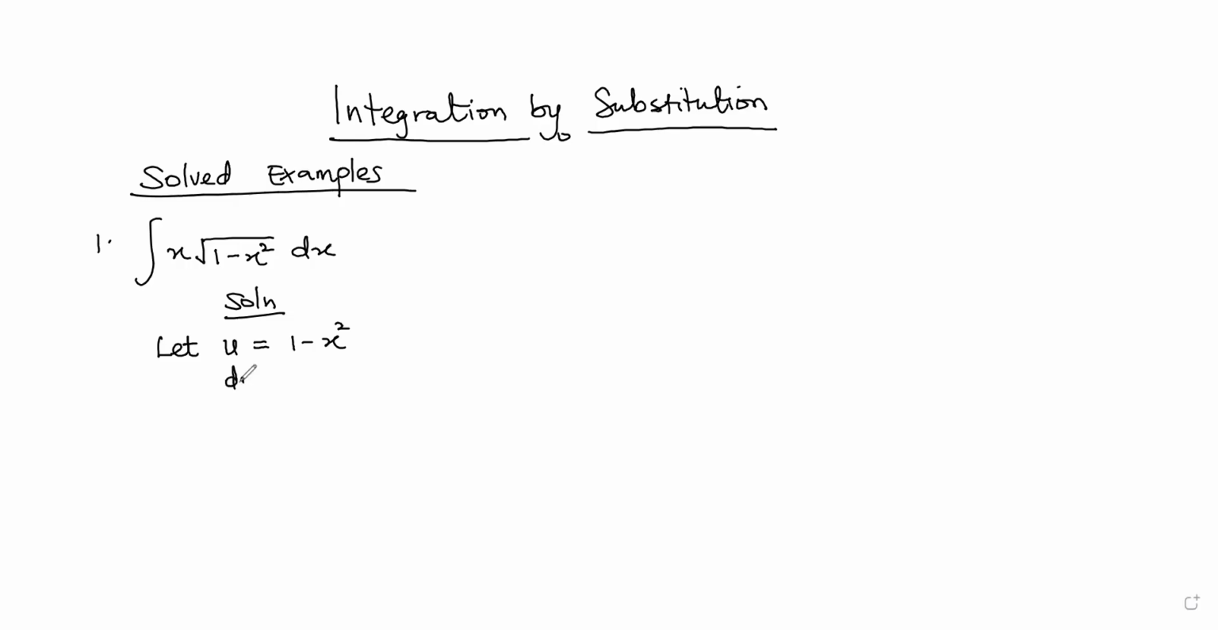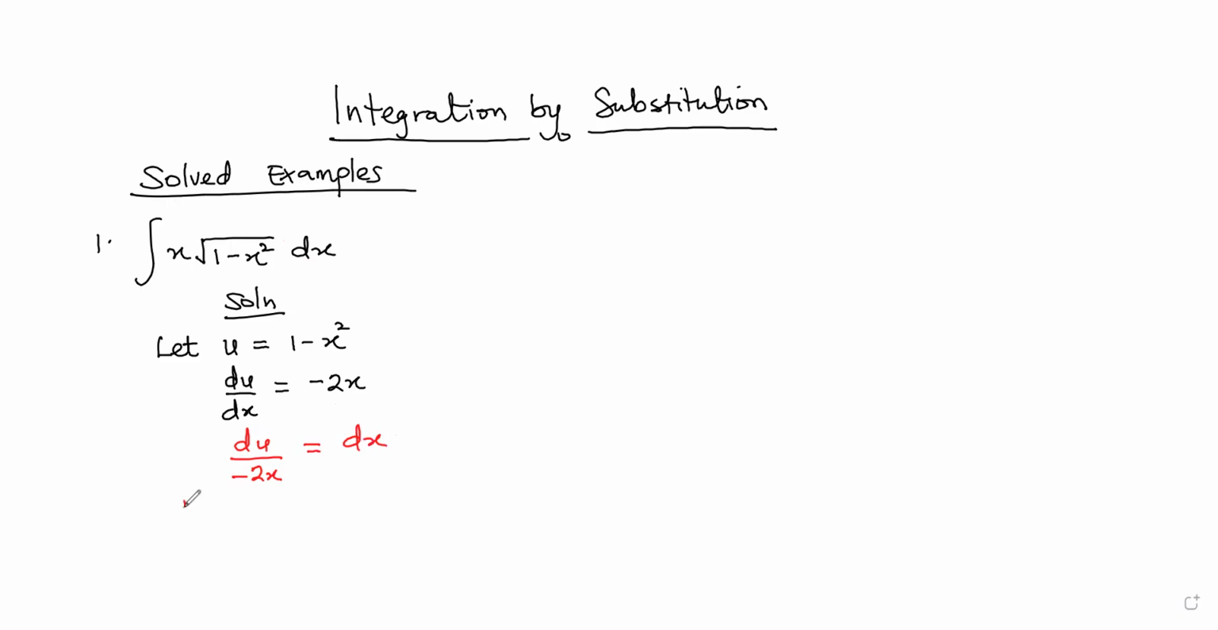So now we differentiate u with respect to x. If I differentiate 1, I'll get 0. If I differentiate minus x squared, I'll get minus 2x. Because there's a term of dx here, I need to make dx the subject. And dx and minus 2x are inversely proportional. So minus 2x can come to the position of dx, and dx goes to the position of minus 2x.